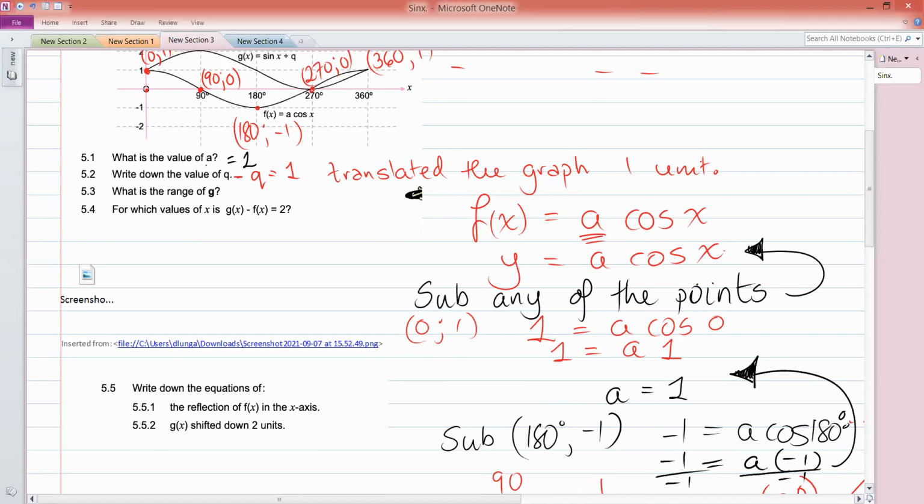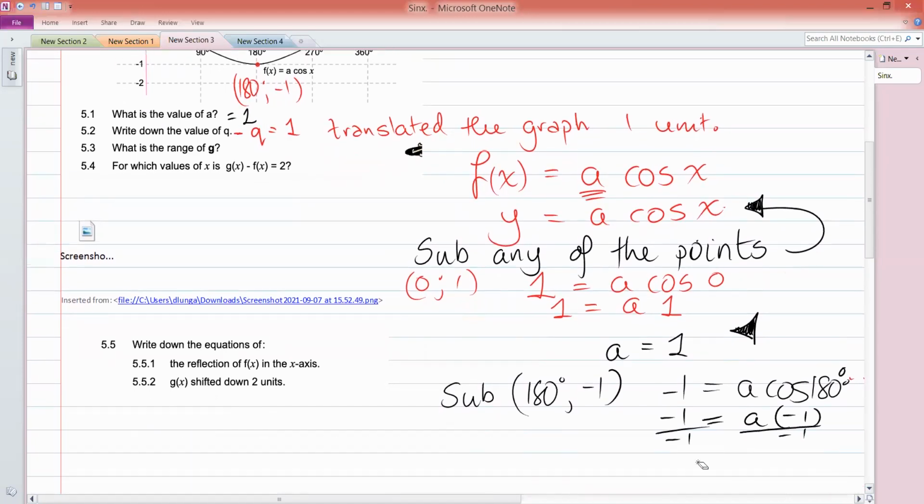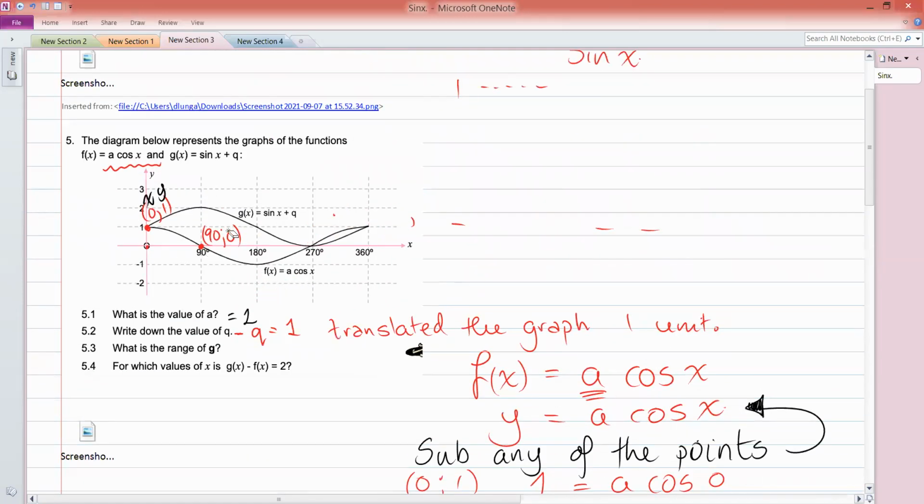What's the range of G? Okay, range, remember, relates to which values? Y values. Right. So looking at the graph they've given us here, I'll erase the unnecessary stuff. What would the range be for G? So range, you're basically looking at your maximum and your minimum. What's your range for this particular graph?